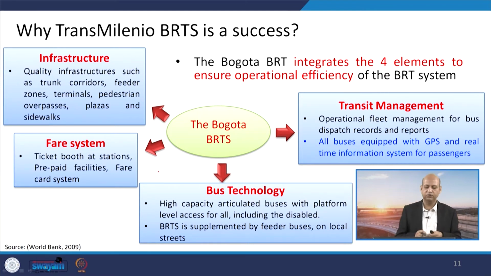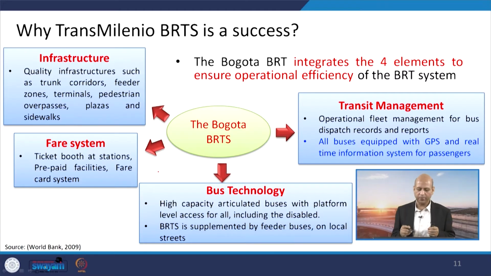Now, you see how this success story was built. There are multiple reasons for this, like infrastructure. Quality infrastructure is there, the road is very good, and the feeder system, as I said, is very nice. Then for pedestrians, there is nothing problematic: if you want to reach the station, you have elevated pedestrian systems or walkways, so that you can go comfortably to the station, and you can get down and go towards the other side. Fare system: there are booths and prepaid facilities, and a card system is also there. So, you can just have one card and recharge it periodically whenever the money on that card is less.